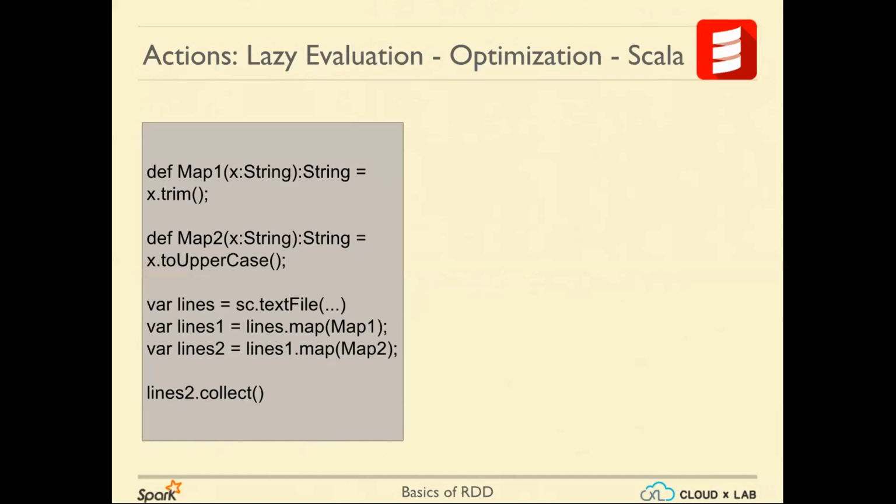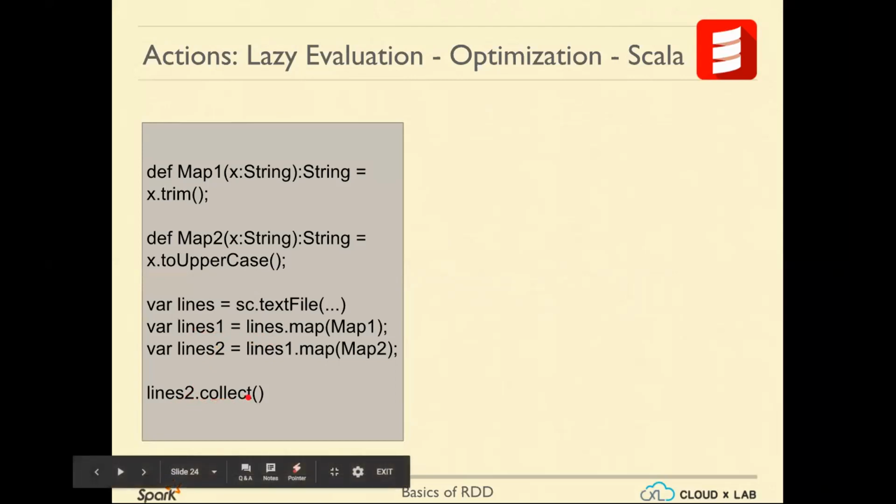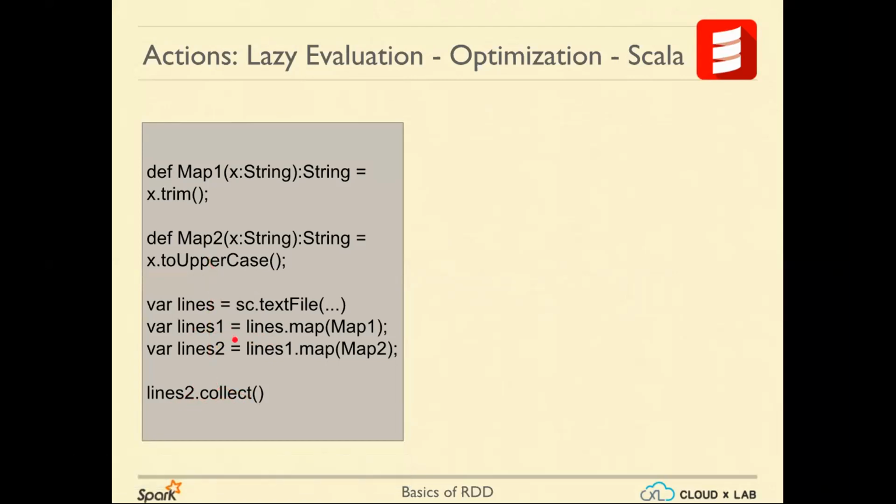All right, let's take a look at this. Here we are defining a function map1. This is our function. There is another function called map2. What we are doing is we are first loading lines from some files, calling map1, then calling map2 via map, right? So lines get translated to lines1 get translated to lines2, and when we call lines2.collect, all of this is executed, right?